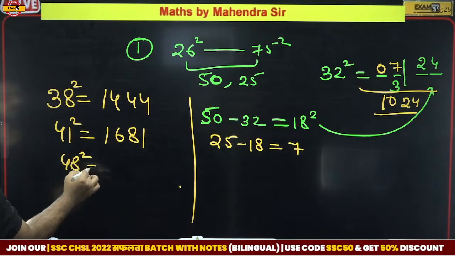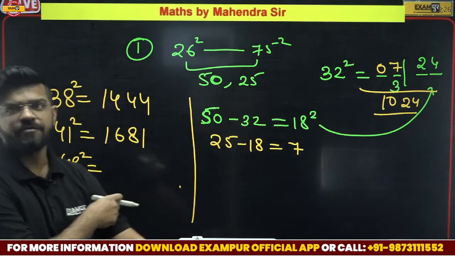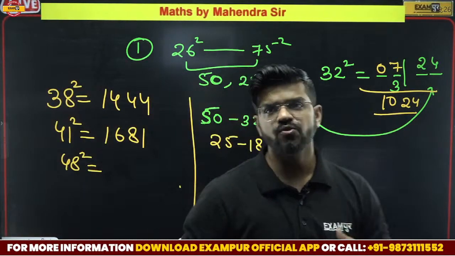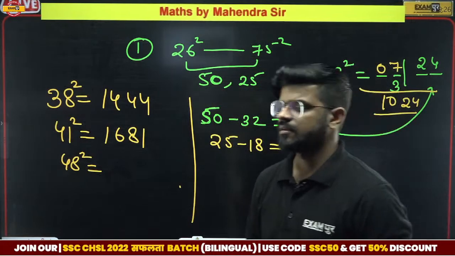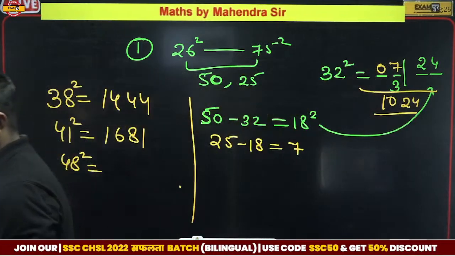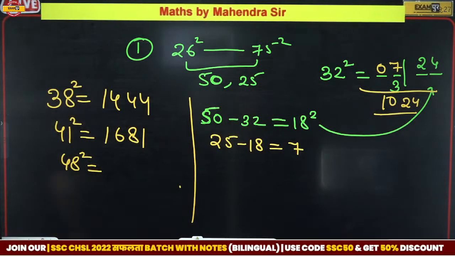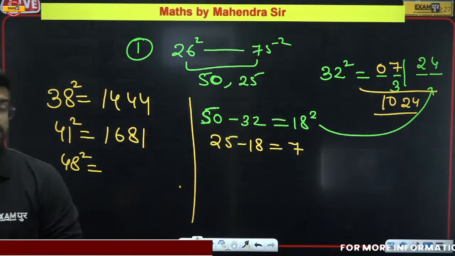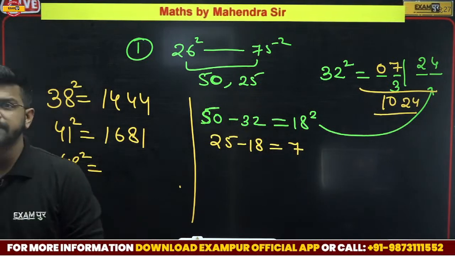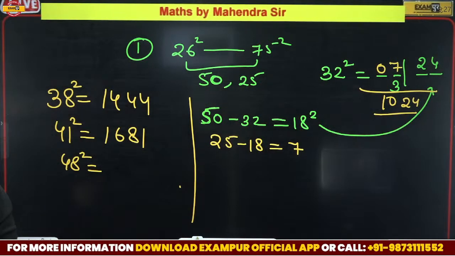Tell me the square for 48. Calculate the 48 square in mind. Fast. Let me see how fast you are. Sorry, 48. Tell me the square for 48.